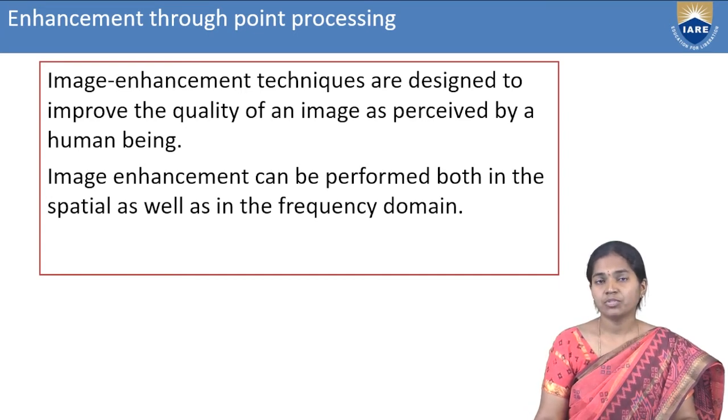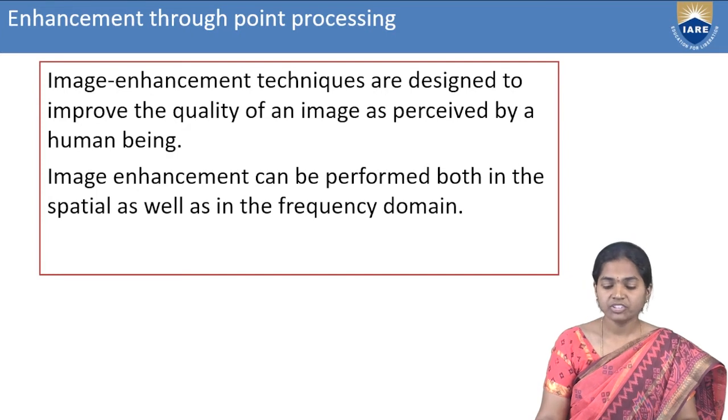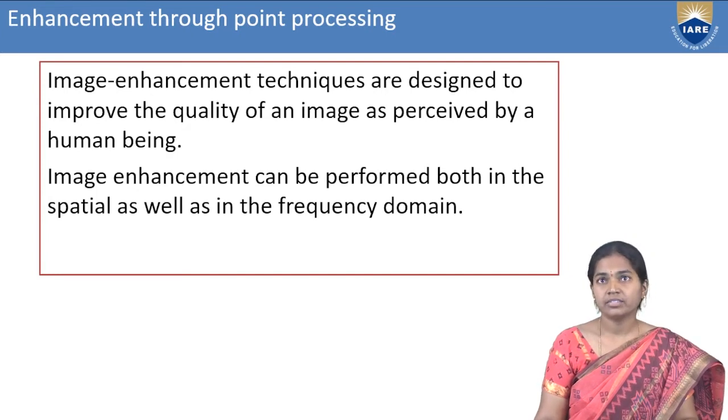In image processing we can go for two methods. One is the spatial domain, another one is the transform domain. Image enhancement is a technique designed to improve the quality of an image as perceived by a human being. Image enhancement can be performed both in the spatial domain as well as the frequency domain.